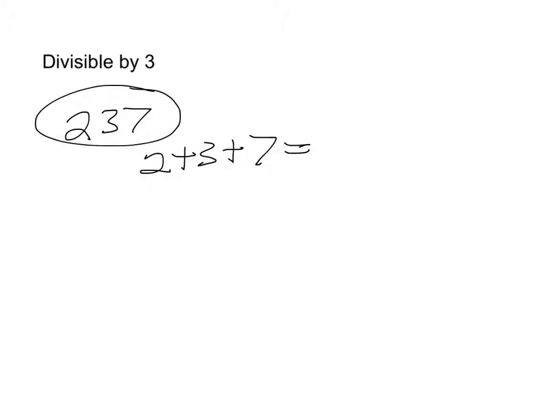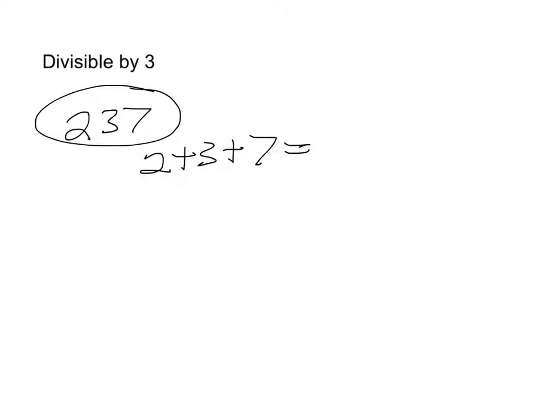The divisibility rule for the number 3. Let's use the number 237. I think the best way to explain this divisibility rule is actually to model it out for you. If you take that number and break it down into 2 plus 3 plus 7, and you add up all of those digits and come up with a number that is divisible by 3, then the whole number is divisible by 3.